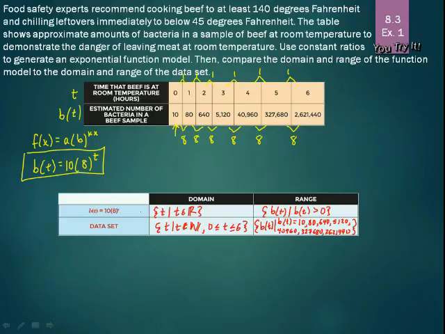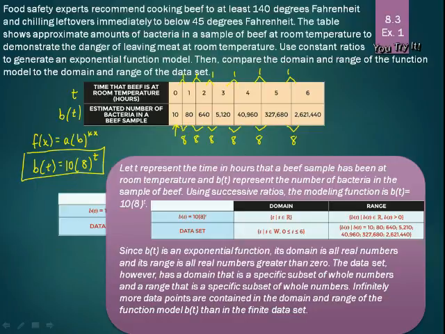And so now that we've gone ahead and answered these questions, let's go ahead and summarize. Let T represent the time in hours that a beef sample has been at room temperature, and B of T represent the number of bacteria in the sample of beef. Using successive ratios, the modeling function is B of T equals 10 times 8 to the T. Then we have our table with our domain and range for our function and the data set.